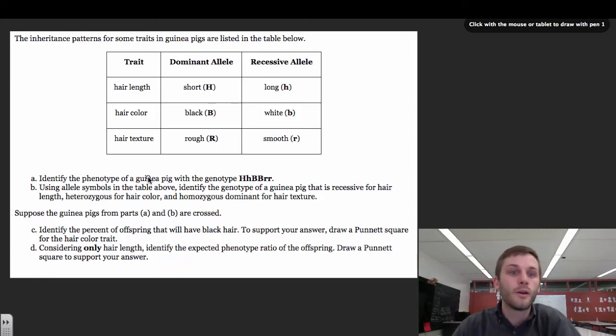Welcome to this session. Today we're going to be learning about how to attack an open response question on the MCAS. In specific, we're going to look at a genetics question. So we're going to go through this one, take it step by step, and see how we can do this.